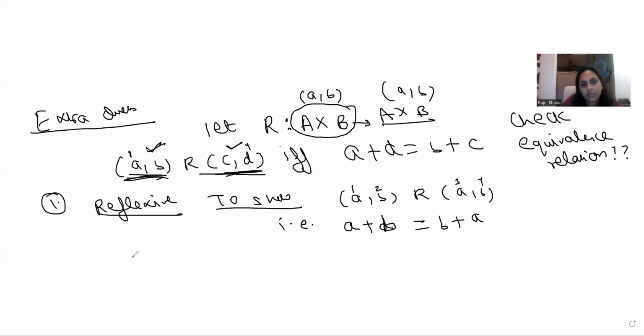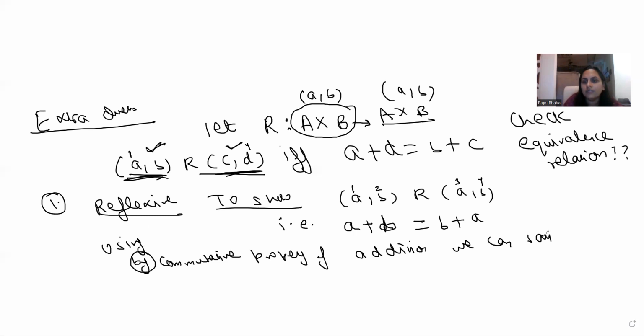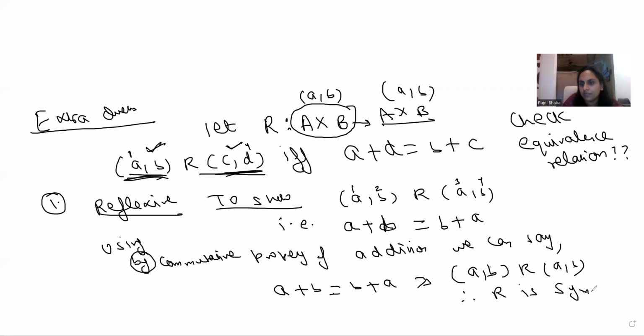So we will write, using the commutative property of addition, we can say A plus B is equal to B plus A. This implies (A, B) is related to (A, B). Sorry, our relation R is reflexive. Now we'll move to the symmetric part.